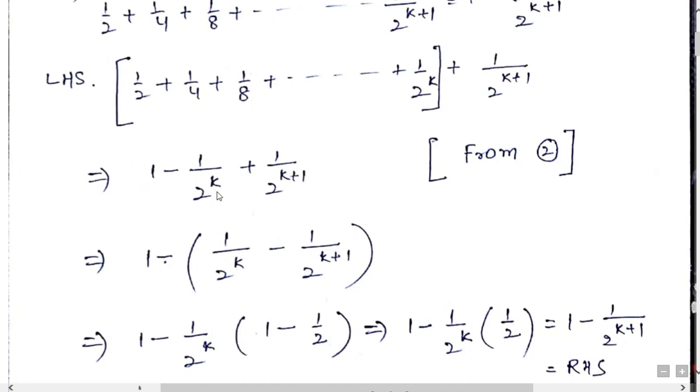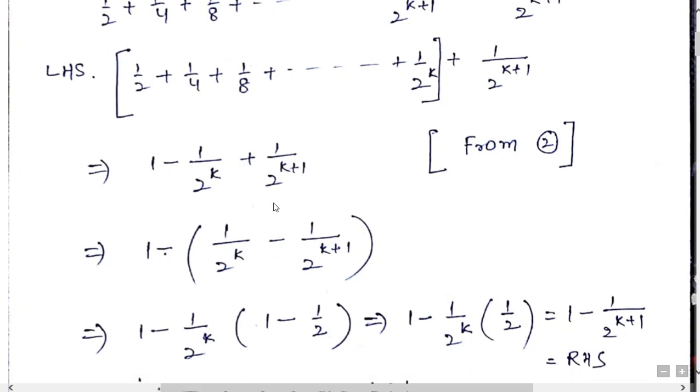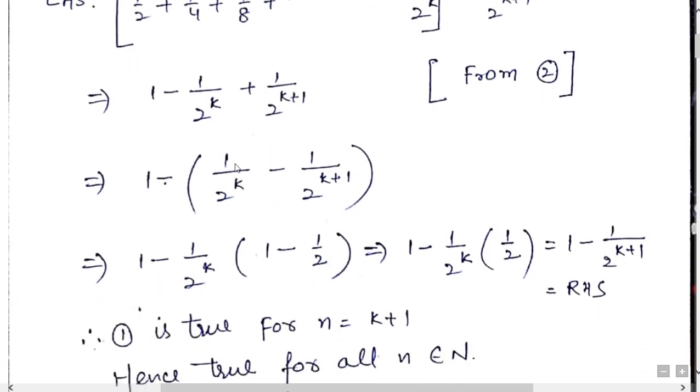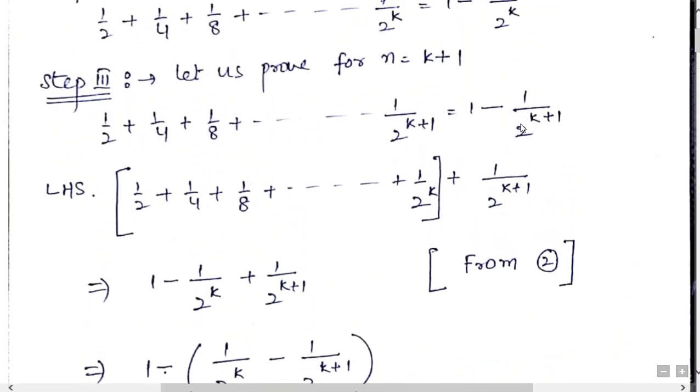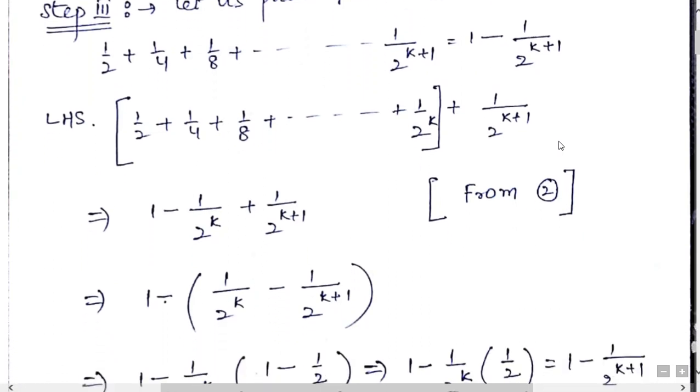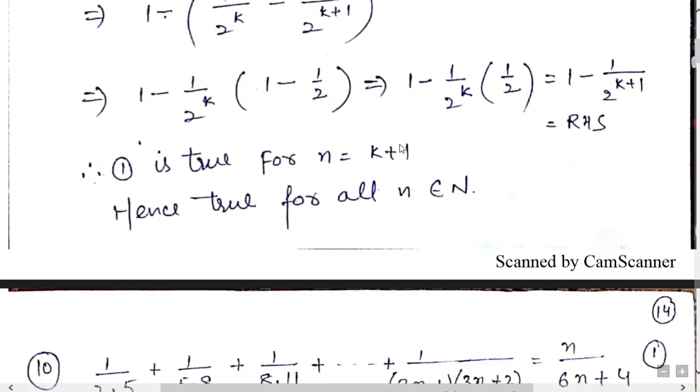Then taking the negative sign common from the second and third term. Then 1 over 2 raised to power k common, and inside 1 minus 1 over 2. It's 1 over 2, and clearly you can write 1 minus 1 over 2 raised to power k plus 1, and this value is equivalent to the value on the right hand side of step number 3. It means it's true for k plus 1 and hence true for all natural numbers.